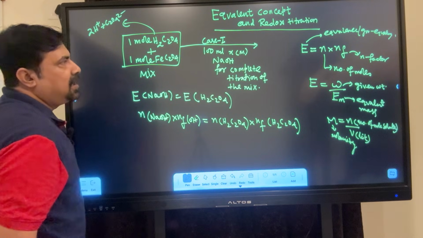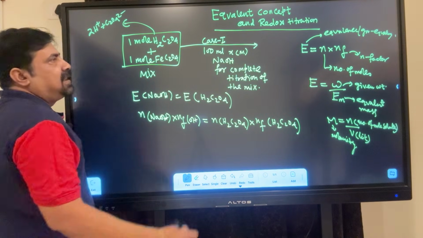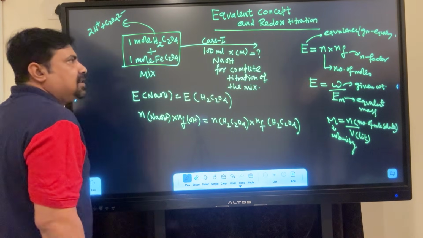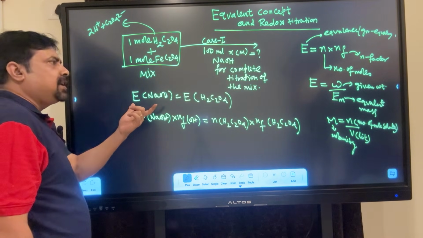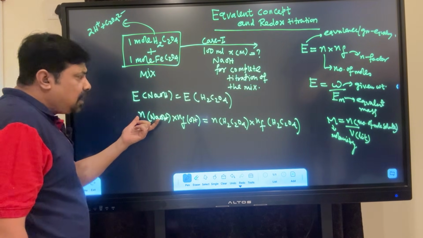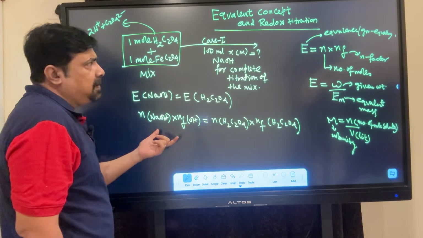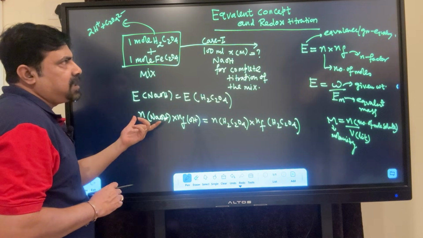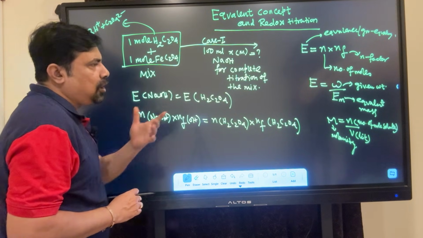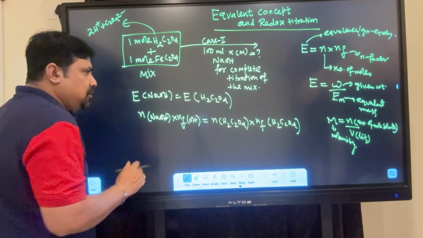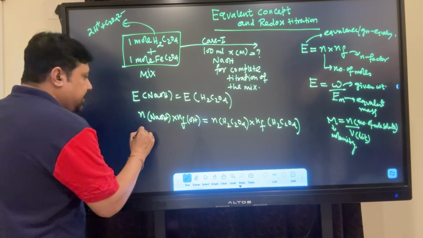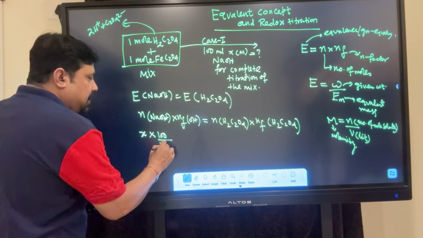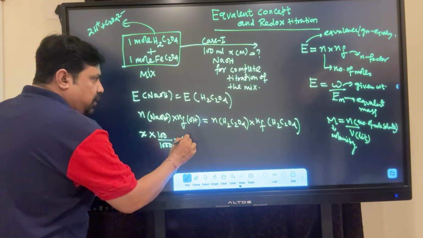For NaOH, they are telling 100 ml solution and X molar, and they are asking what is the value of X. That is the question over here. Then what can I write? Instead of the number of moles of NaOH, I can write molarity into volume of the solution in liter is the number of moles. Molarity is X molar into volume of solution in liter. 100 ml means 100 by 1000, into n factor of NaOH, which is 1.